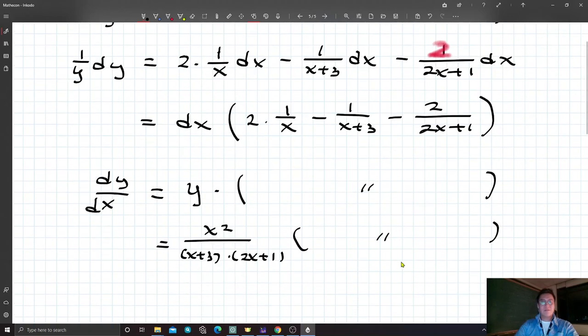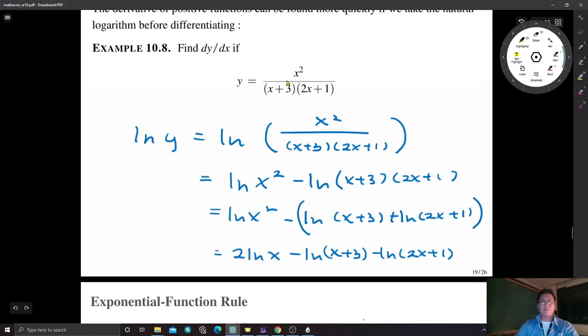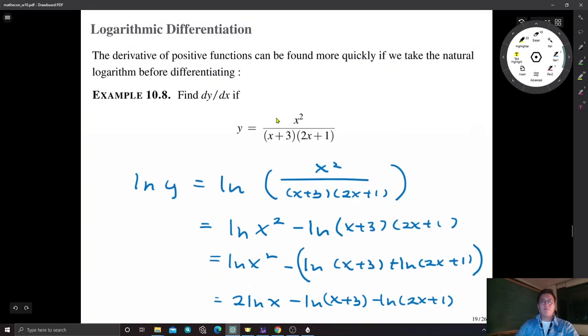So what about this? That is way simpler than applying the quotient and product rule. Instead of differentiating this function directly, we can find the derivative more quickly if we take the natural logarithm before differentiating. This process is called logarithmic differentiation.